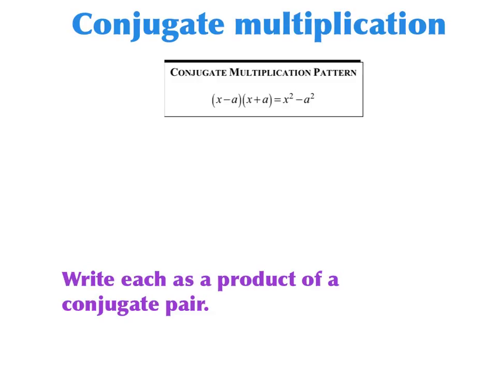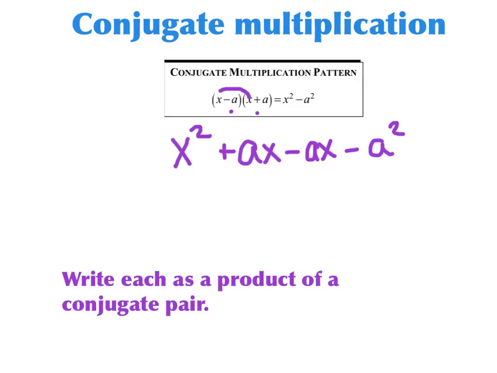So let's think about distributing that out. X times x would be x squared, plus ax minus ax, and a positive times a negative, well, negative times positive is minus a squared. And you'll notice things cancel when you have the same amount and one's positive and one's negative. Then they cancel each other out. So I'm left with this x squared minus a squared, and that's the conjugate multiplication pattern. You'll notice it's the first term squared basically and the last term squared.